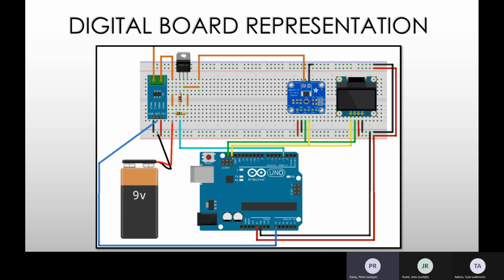The digital board representation displays how our test circuit will look for a single PV string. Pretend the 9-volt battery is a PV string. All the components on the breadboard are powered by a 5-volt DC signal from the Arduino Uno. The left module is the Hall current sensor. It will measure the magnetic field and send a proportional DC voltage signal back to the Arduino for the current measurement.